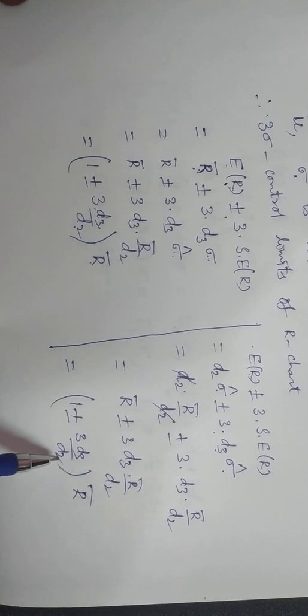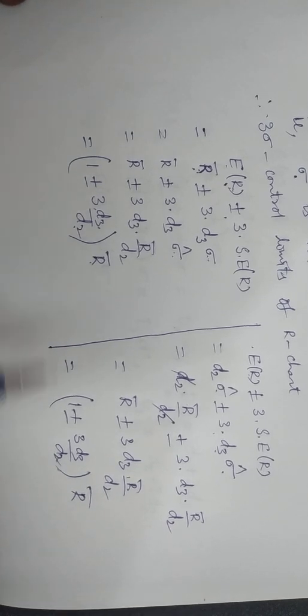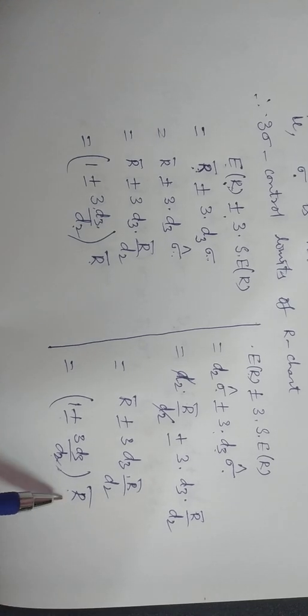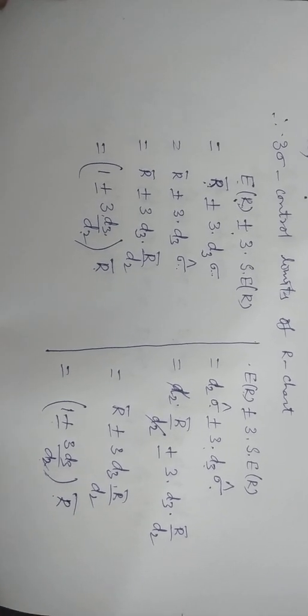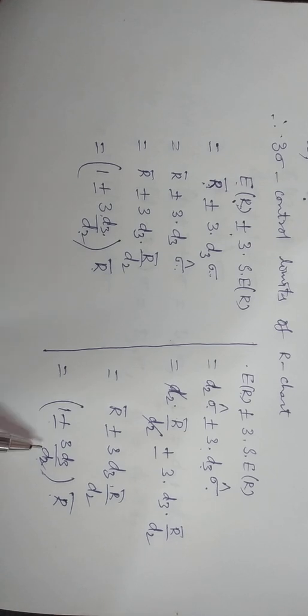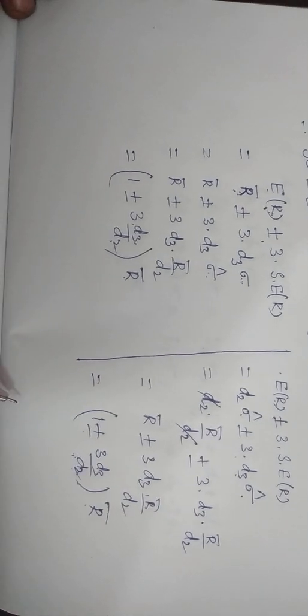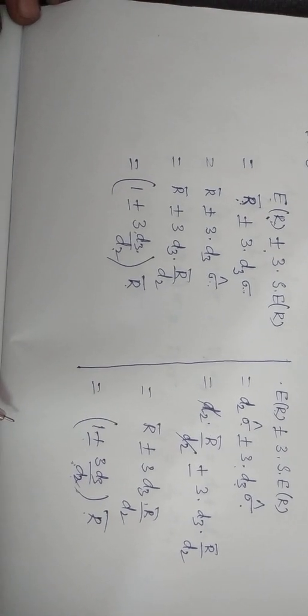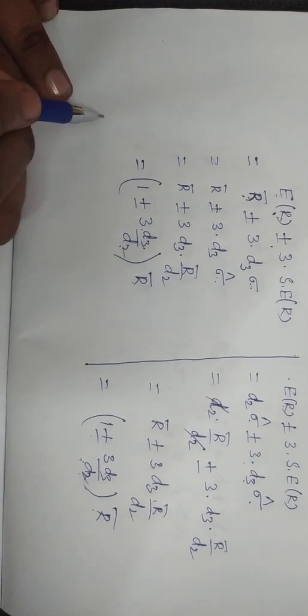Now we got the same value, 1 plus or minus 3 into d3 by d2 into R bar. In both the cases I have derived, we got the same value. So these are the control limits. Plus gives the upper control limit, minus gives the lower control limit. So now we write UCL, LCL and CL, the control limits.